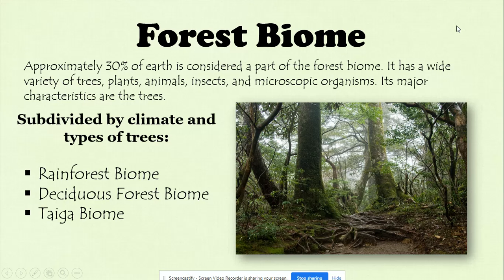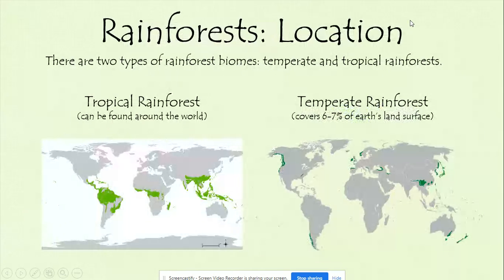So the forest biome. There's three different kinds. There's the rainforest biome, the deciduous forest biome, and the taiga biome. Approximately 30% of Earth is considered a part of the forest biome. It has a wide variety of trees, plants, animals, insects, and microscopic organisms. Its major characteristics are trees.